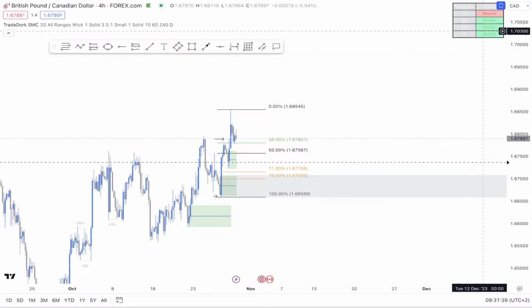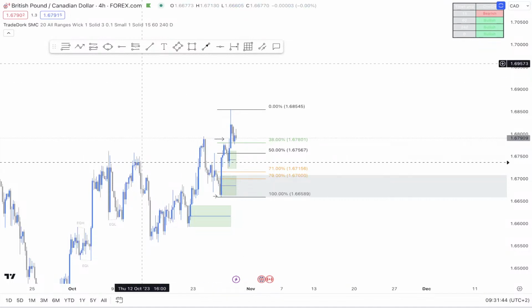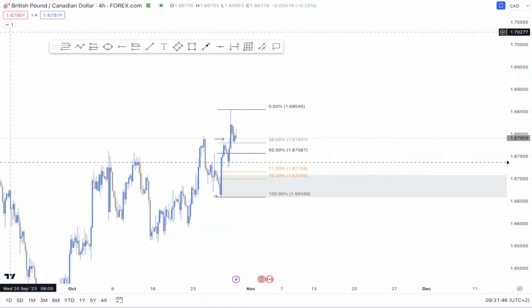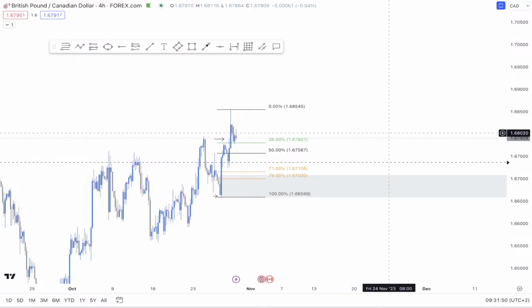We can see daily and 4-hour bullish on the graph, and then we have two trader order blocks lining up with our discounted area. Now, as always, we want to see a corrective pullback in order for us to pull the trigger. And yeah, this pretty much ends today's Forex analysis.